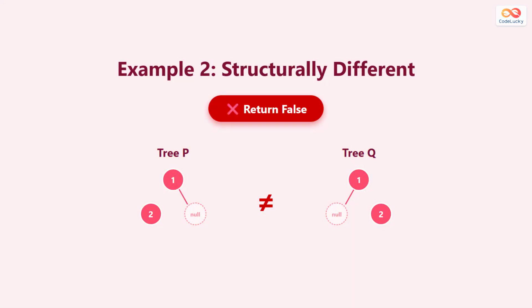Now consider this case. Tree P has a node on the left, but tree Q has a node on the right. Even though the values are the same, the arrangement is different. The structure does not match. Therefore, these trees are not the same, and we return false.